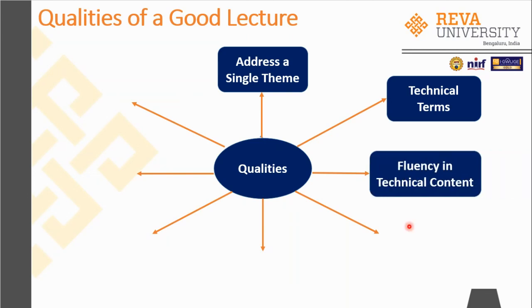Then fluency in technical content. Once you prepare the content for delivery, you must be fluent in that. It means if you are not able to explain any of the topics clearly, students will not understand and you will be in trouble. Because if the students do not understand any concept clearly, they will ask you to re-explain that concept.